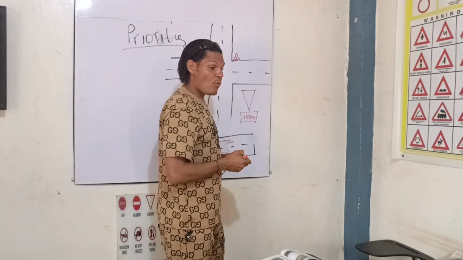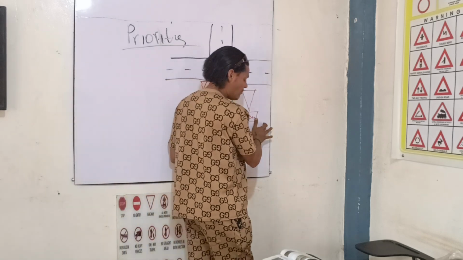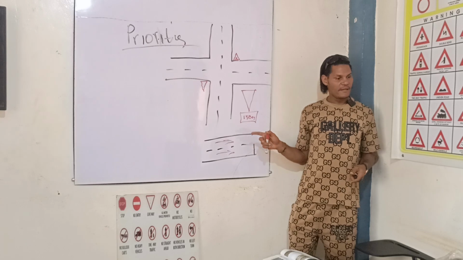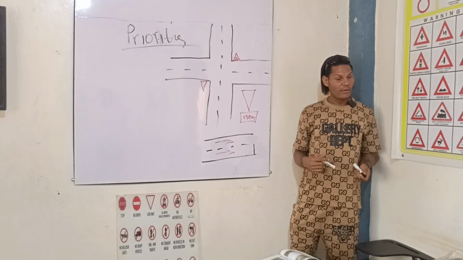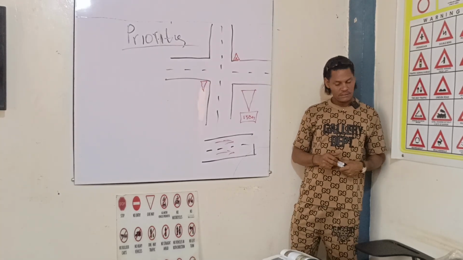150, right? That 150 there is because it's found on a motorway or highway. That is why the distance is really long, giving you ample time to slow down. But in built-up areas, you will have about 50. Good.